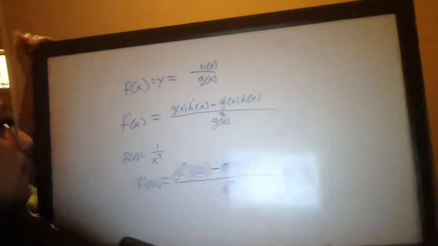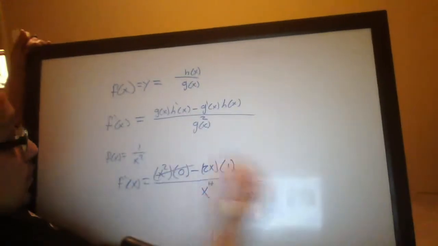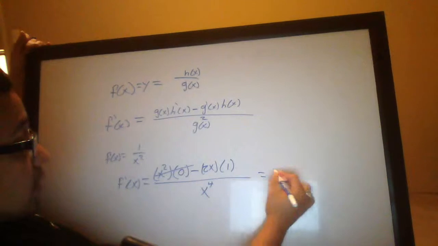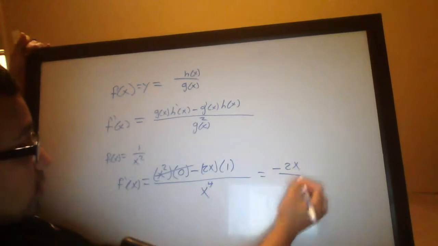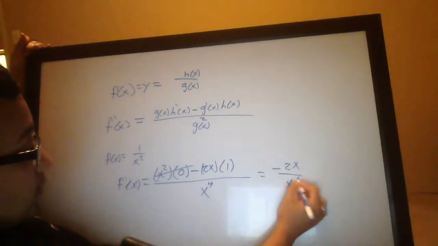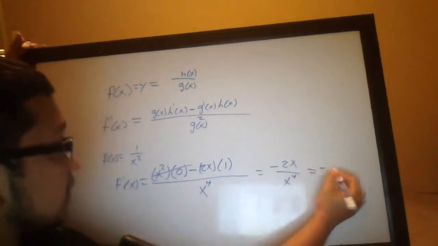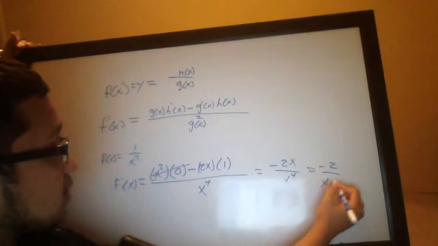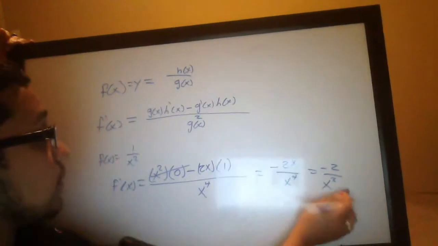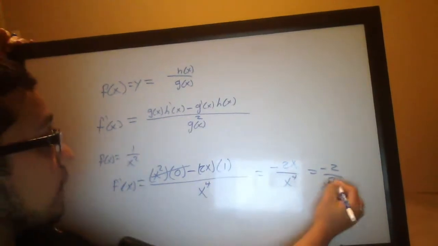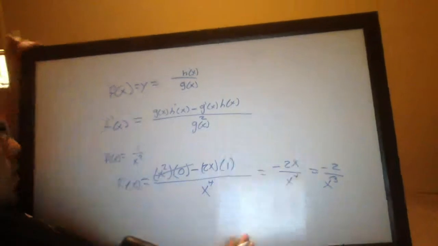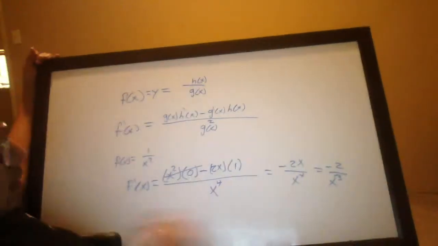Okay, now what's that equal to? This is 0. So this is equal to negative 2x over x to the 4th, which equals negative 2 over x cubed. Okay, so as you can see, that's the answer.